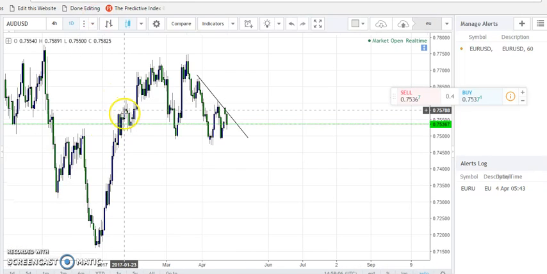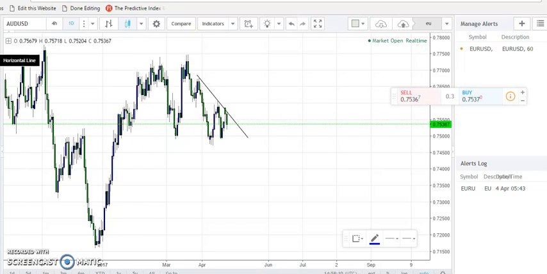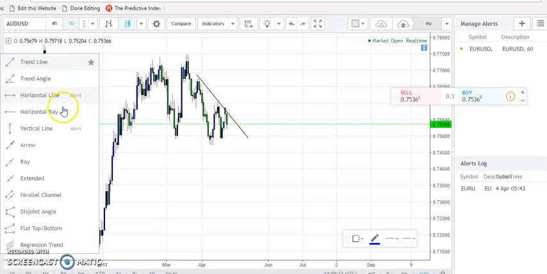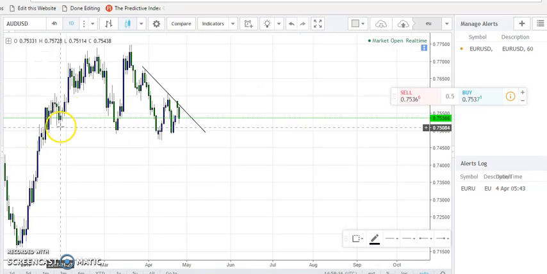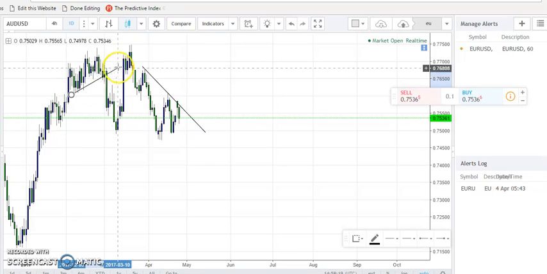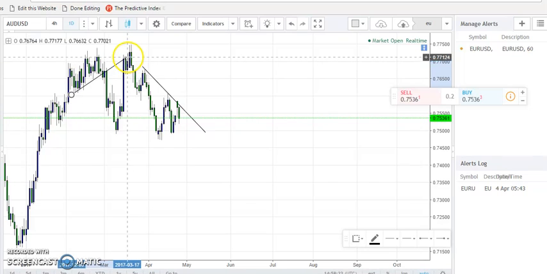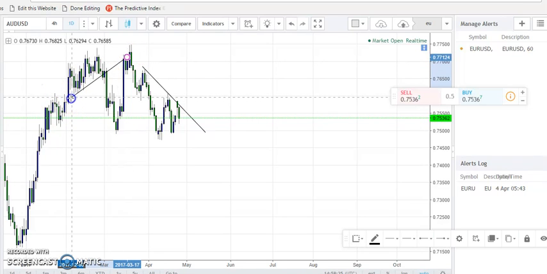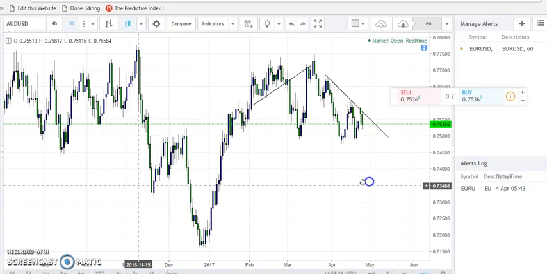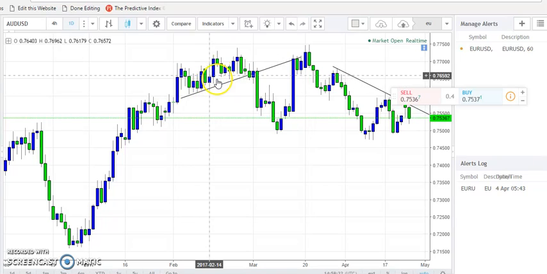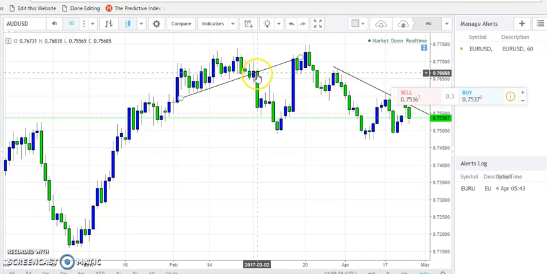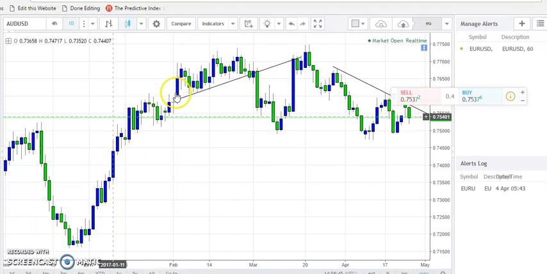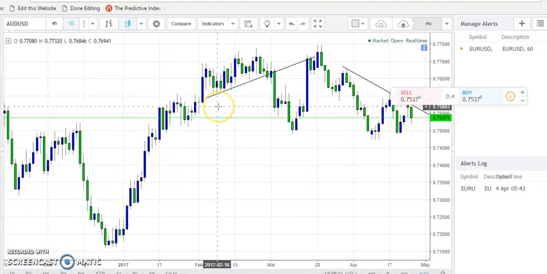And let me give you one more example. This would be a good example too, that's been a good example. You see how it's respecting that, acting as support, broke through. You could have zoomed in on a smaller time frame, and you could have shorted it from here to here. And when I say short, that means sell. So it's just kind of giving you a guide and letting you know, okay, you get opportunities to sell and buy off these trend lines.